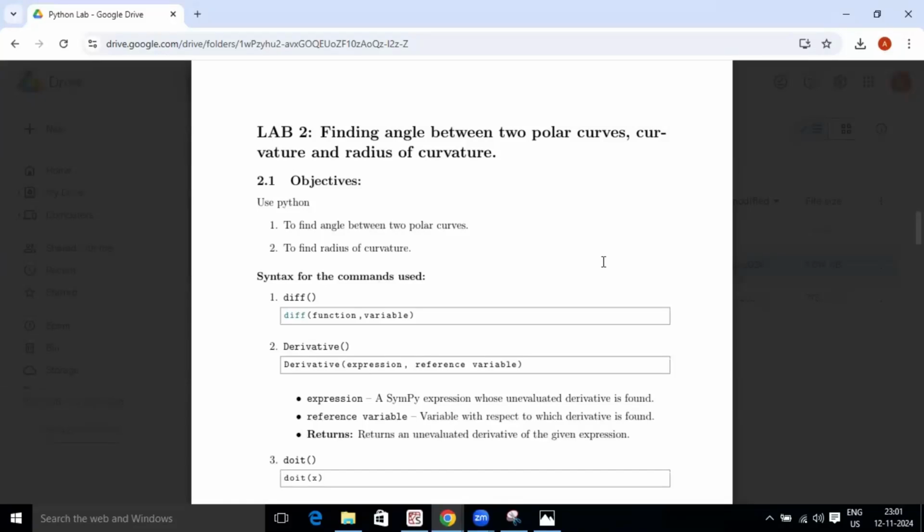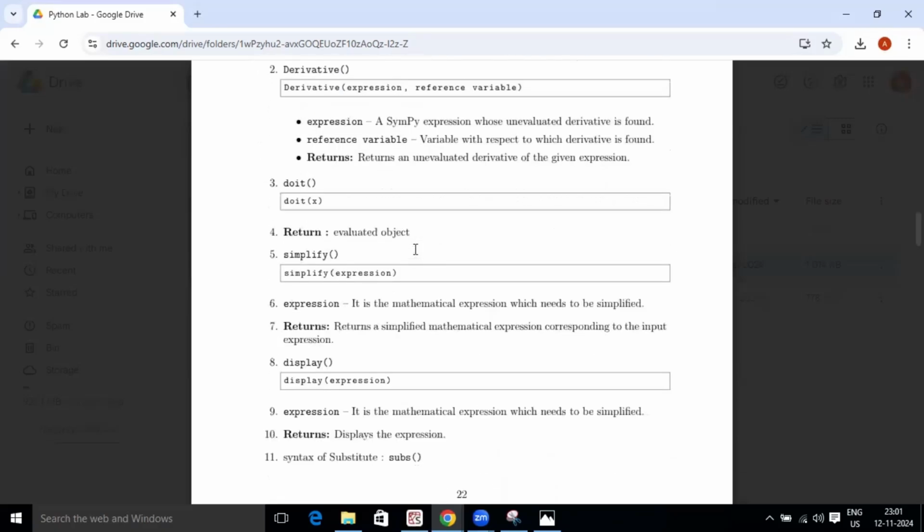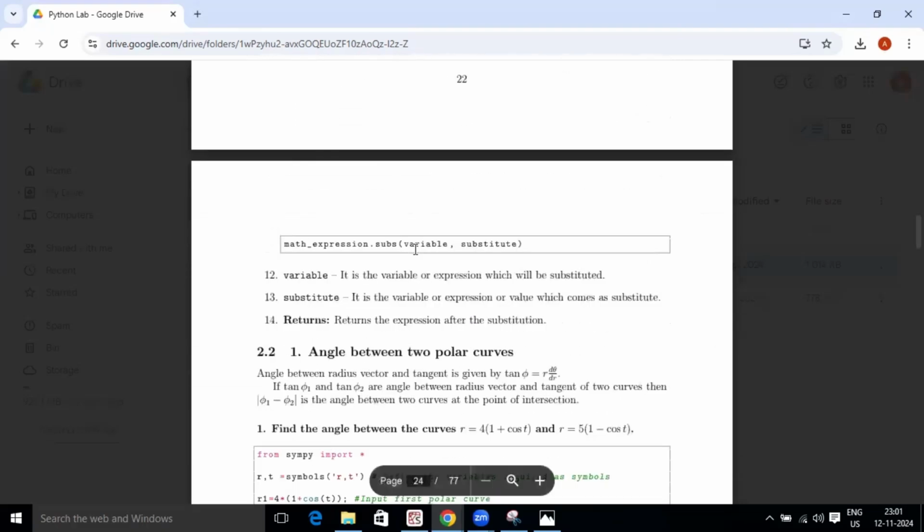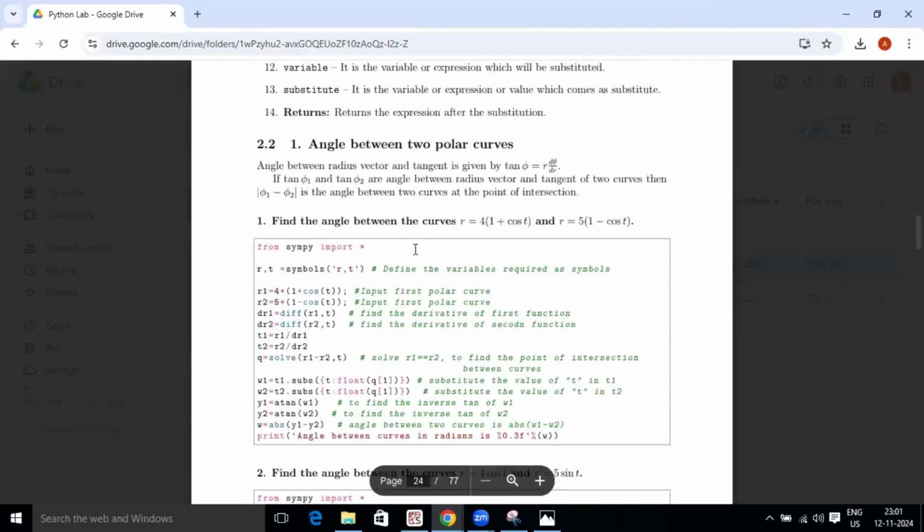Hello everyone, we are doing Lab 2 today, finding angle between two polar curves, curvature and radius of curvature. Here we are using Python again to find the angle between two polar curves and to find the radius of curvature. So basically, the angle between radius vector and tangent. In this we will discuss polar coordinates, tangent to a curve, and angle between radius vector and tangent.